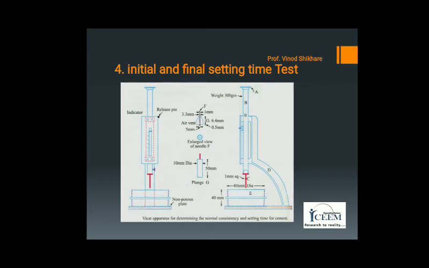Next test is the setting time test. Setting time of cement consists of initial setting time and final setting time. For this test also the Vicat apparatus is used. This test is used to check the initial and final setting time of the cement.